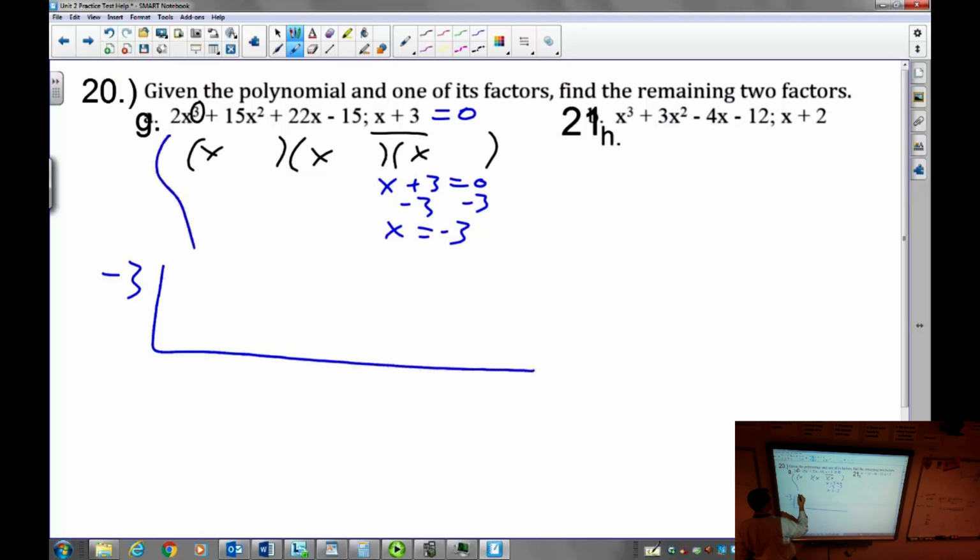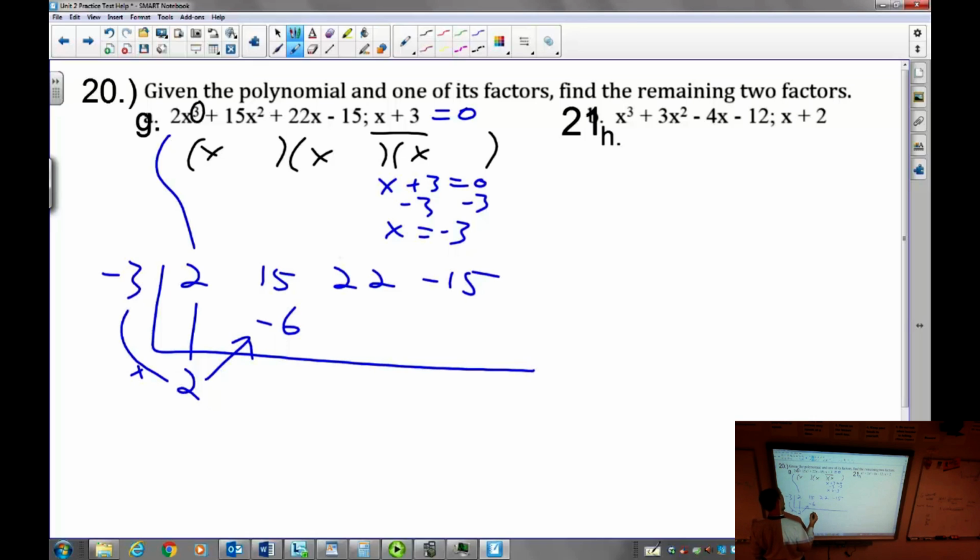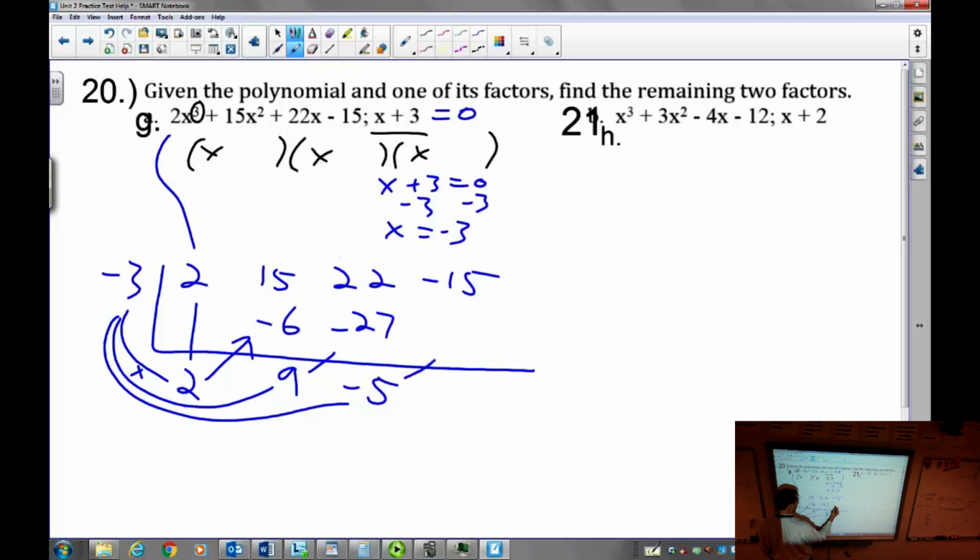So we're going to use the negative 3 for synthetic division. Then we bring down the 2, bring down the 15, bring down the negative 15. Don't need a placeholder, that's good this time. Bring down the 2. Negative 3 times 2 is negative 6, and 15 with the negative 6 is a 9. Then negative 3 times 9 is negative 27. Negative 27 and 22 is a negative 5. And then negative 3 times negative 5 is a positive 15. Nailed it. So there's no remainder. Yes, it's a factor.